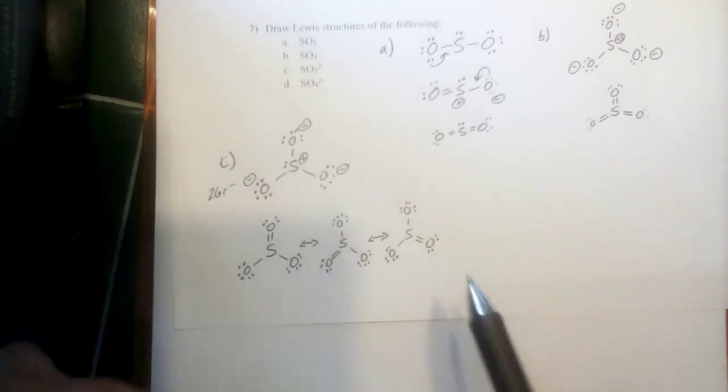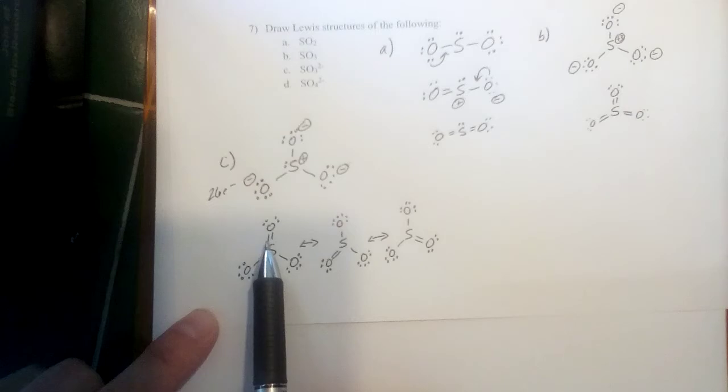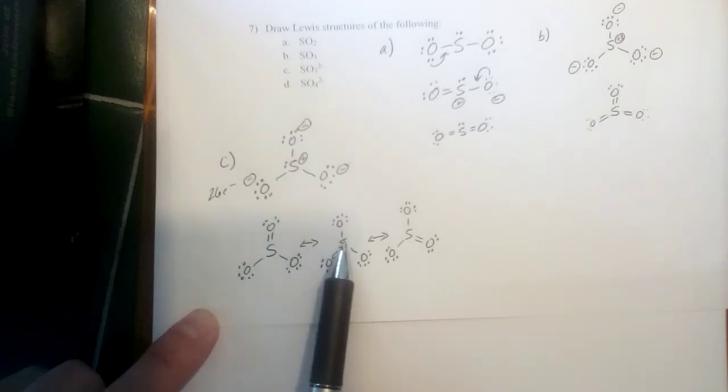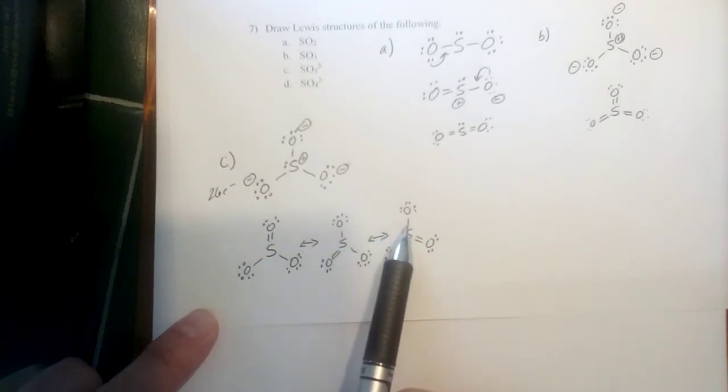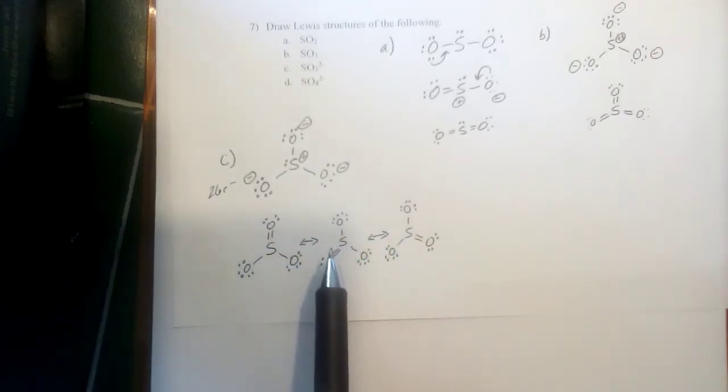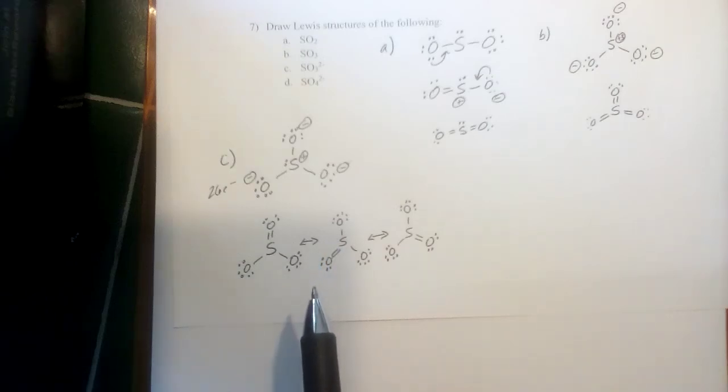And if we think about this a little bit, right? If we look at one bond, the bond pointed up is the one I'm going to pick. Double bond in one case, single bond in the other 2. That means 4 bonds spread over 3 structures. So the real sulfite has a bond that's in between a single bond and a double bond. It's about a bond and a third.